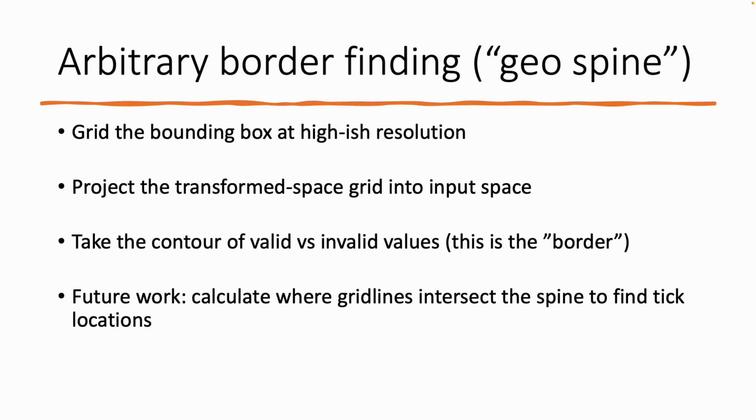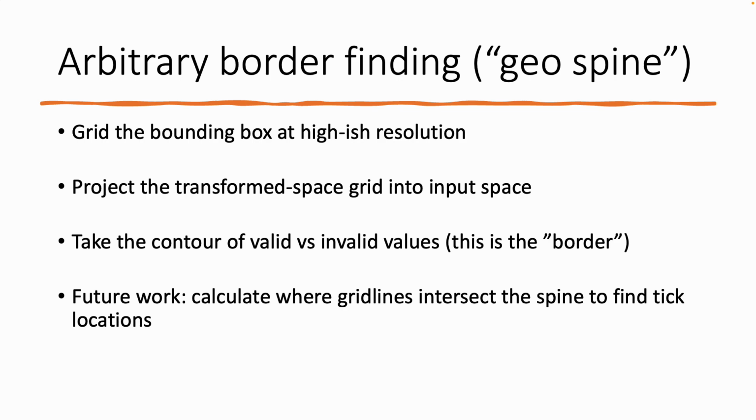So what we do is we actually take the inverse transform. So we have this rectangle in transform space, right? That's pretty much a necessity for any visualization. So we project that back into input space, and we figure out which of those grid points is valid in input space and which is invalid. So this takes a long time to calculate in terms of interactive visualization. It's like 100 milliseconds or something. But when you're scrolling in and out, that's a really long time.